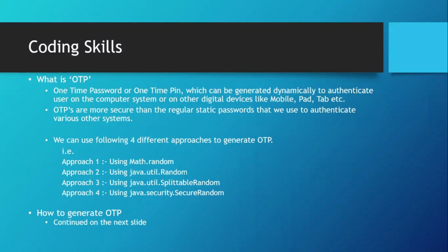We can use following 4 different approaches to generate OTP. First approach is using math.random. Second approach is using java.util.random. Third approach is using java.util.splittable random and the fourth approach is using java.security.secure random. In case if you want to know more details about each individual class, you may refer to my other video related to generating random numbers.